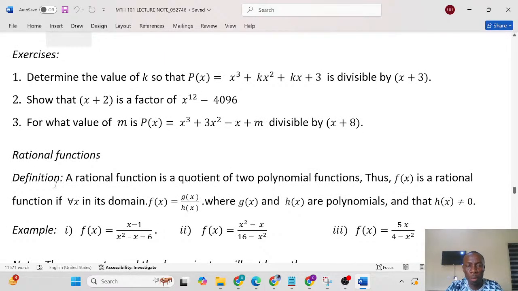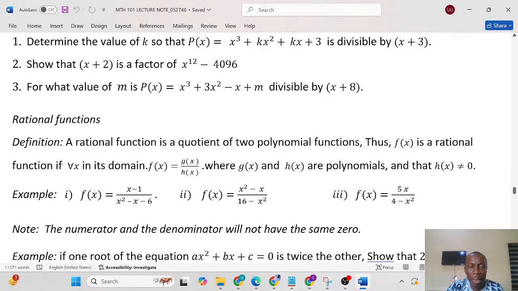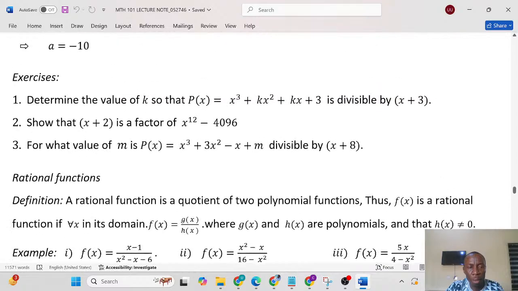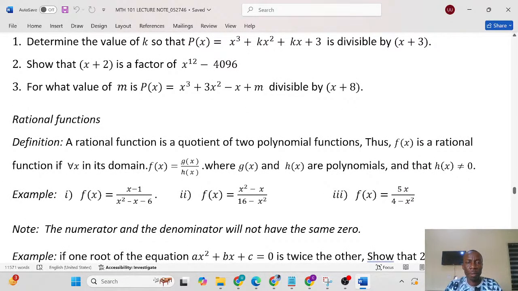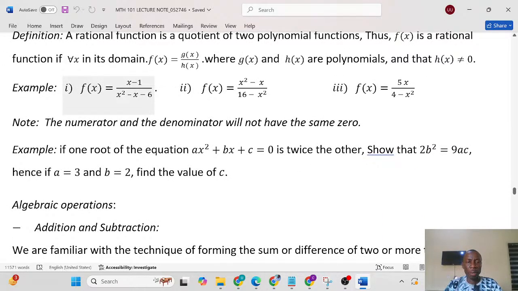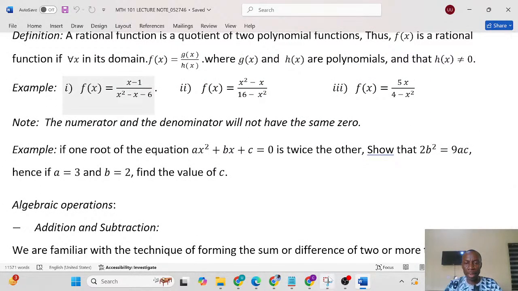So we'll stop the class at this point. When next we meet, we will be looking at a new topic. And that topic, I think we'll look at binomial theorem before we come to partial fraction. So we're calling it a day at this point.